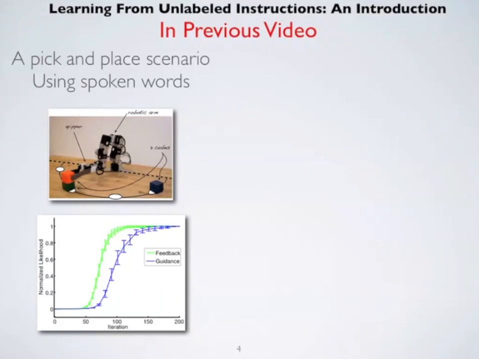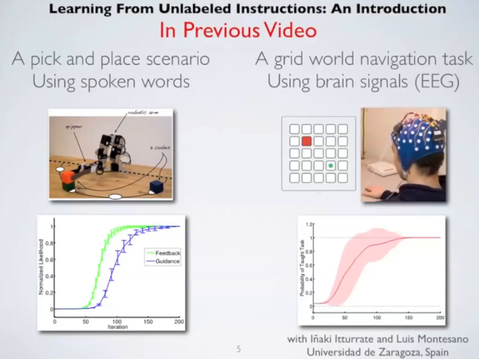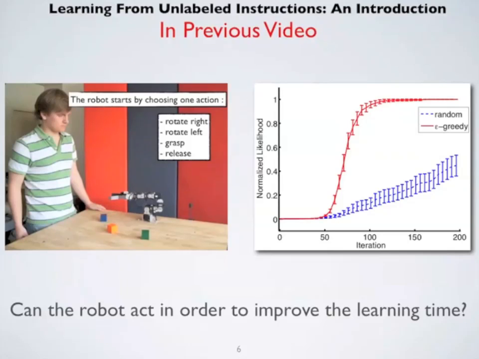We then showed results from a pick-and-place experiment and a brain-computer interface application, reporting results from online experiments. We finally observed that different action selection methods, such as random and epsilon greedy, can affect the performance of the algorithm. And the question was therefore, can we do better than this? Is there an optimal strategy? That is the topic of this video.